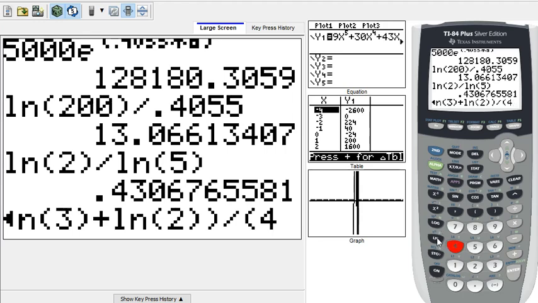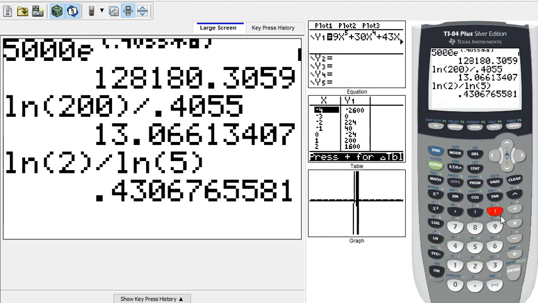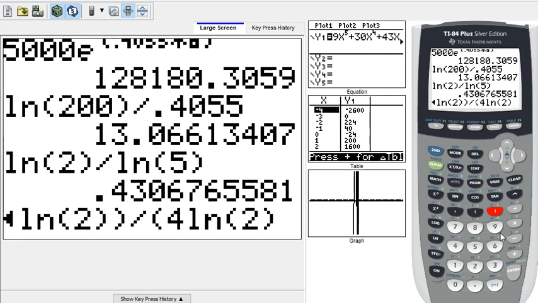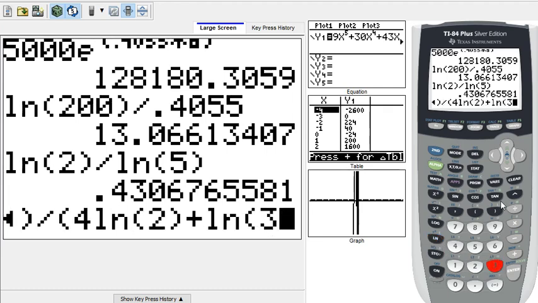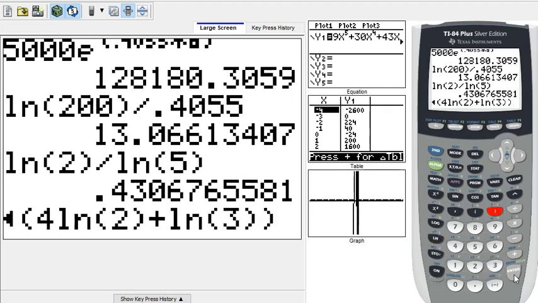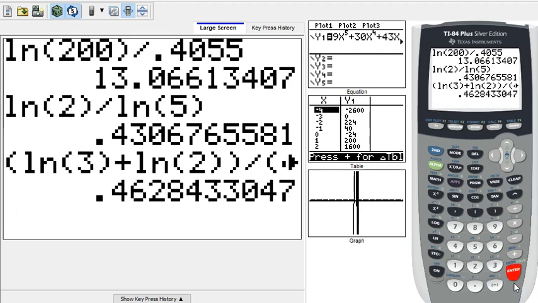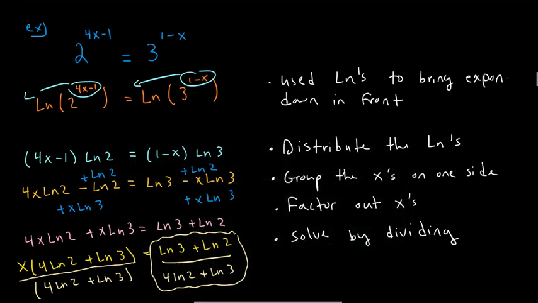4 natural log 2. And that was going to be plus the natural log of 3. Plus the natural log of 3. Close my brackets. Enter. I got 0.463, we'll call it. So this equals roughly 0.463. So that's a lot more intense, solving that one.